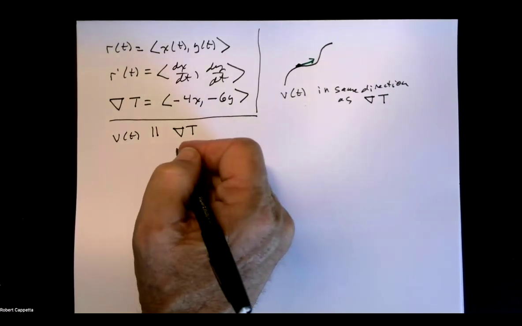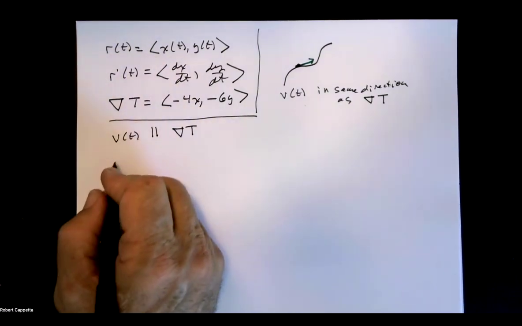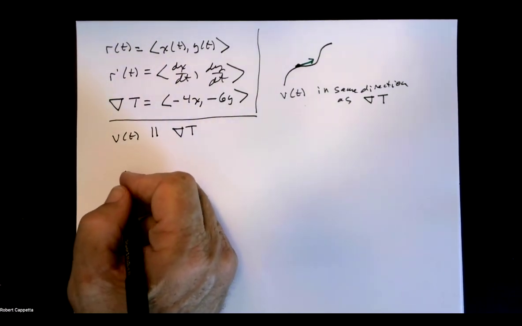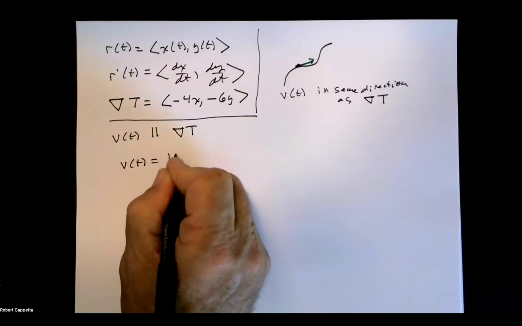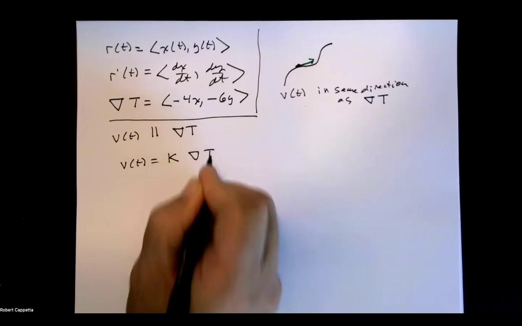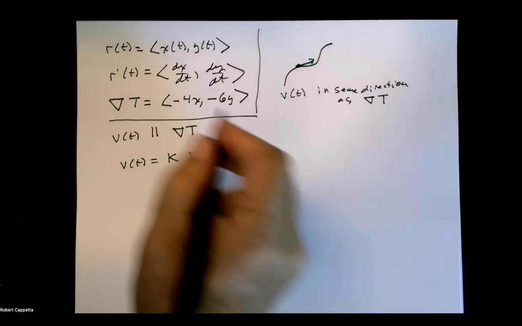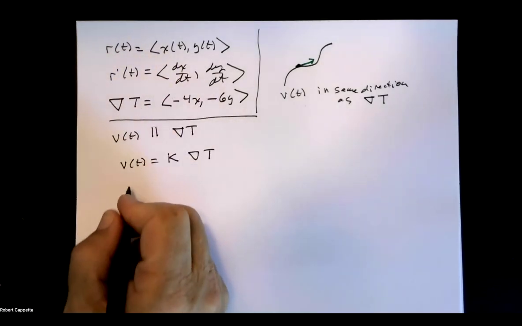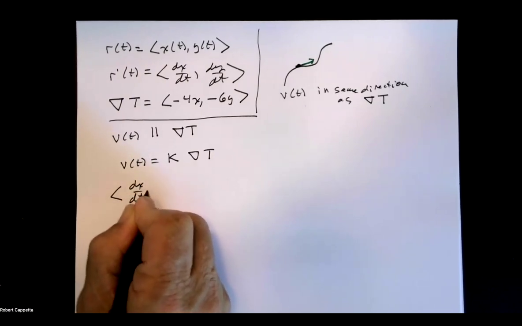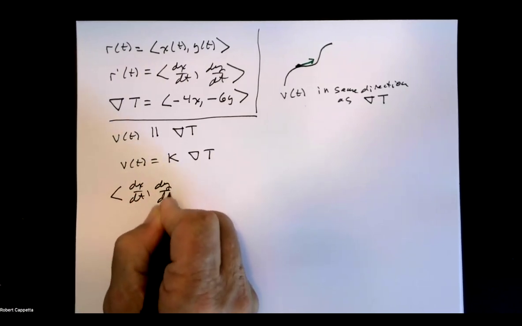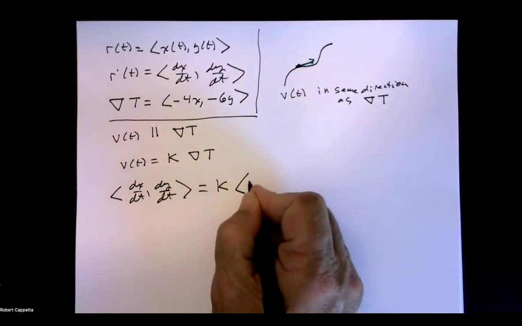And what does that mean? If one vector is parallel to another vector, they're headed in the same direction, but they may be different sizes. So the velocity is simply some multiple k of the gradient of T. And what is my velocity vector? Remember, velocity is r prime of t. So my velocity vector is (dx/dt, dy/dt), which is some multiple k times (-4x, -6y).